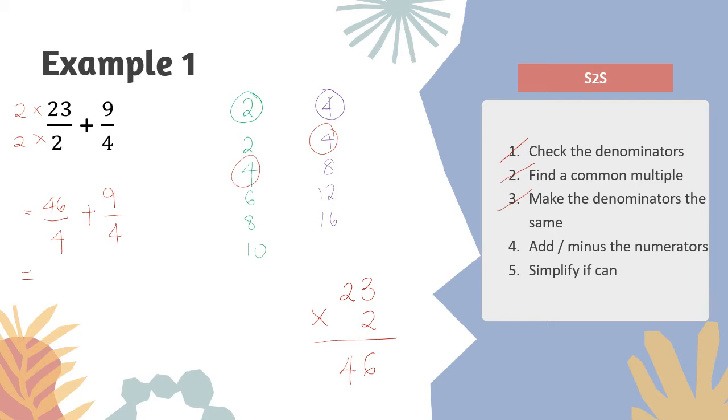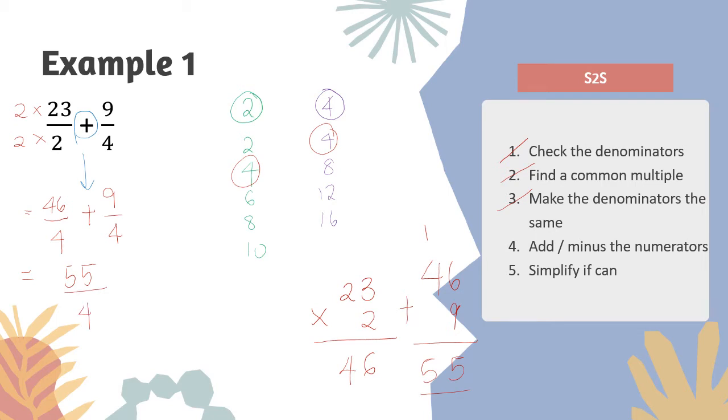Step 4, add or minus the numerator. So here, the question is asking you to plus or add the numerator. So you bring it down. So you're going to plus the numerators. What is 46 plus 9? If you can't do it in your head, you can always do your side calculation. So 6 plus 9 is 15. 1 plus 4 is 5. So we have 55 out of 4.